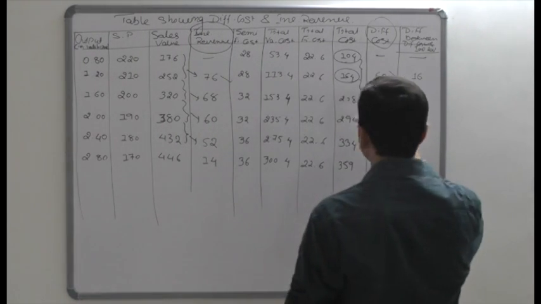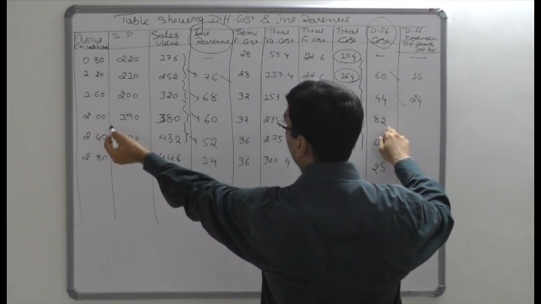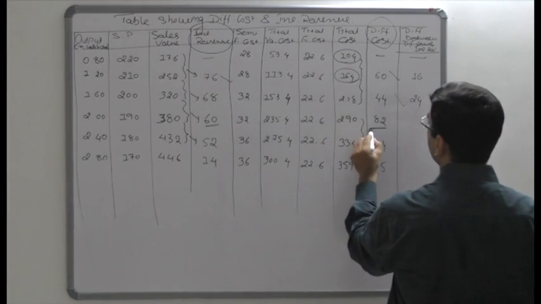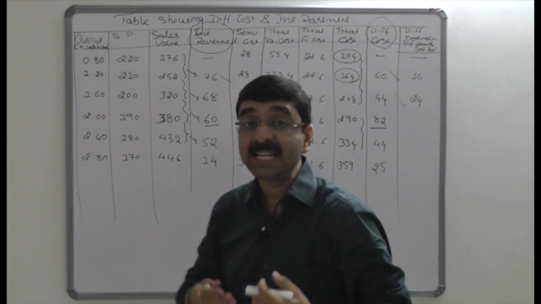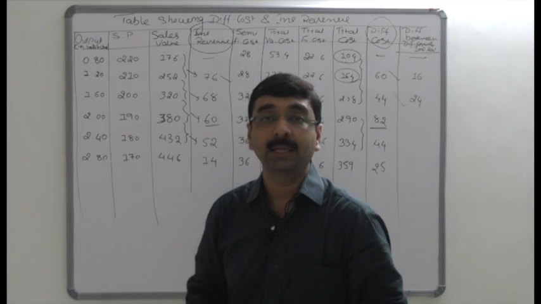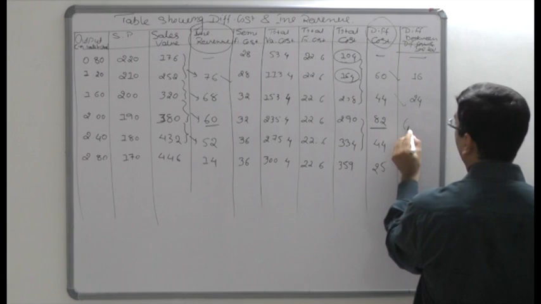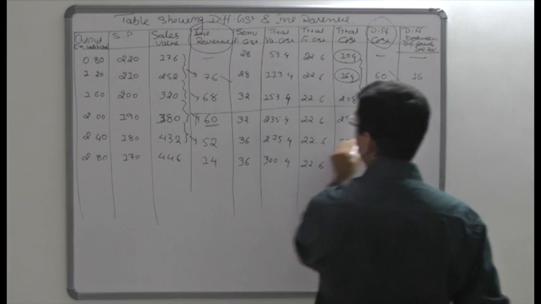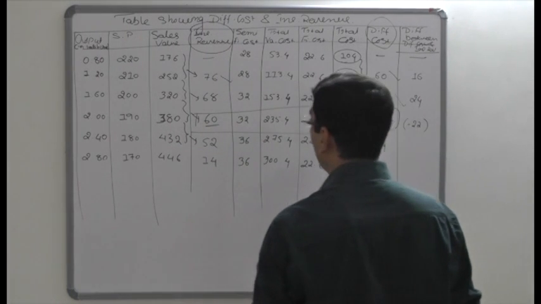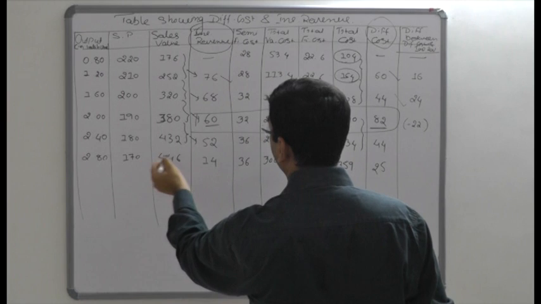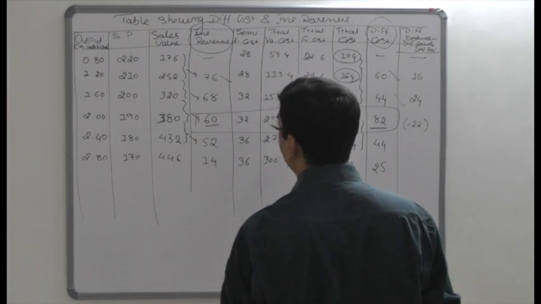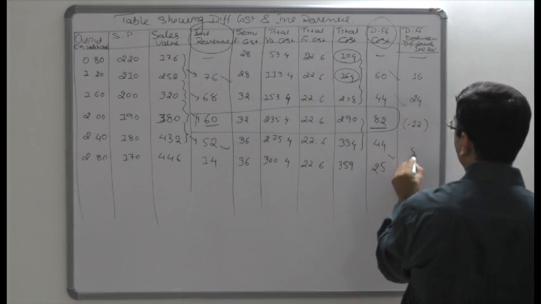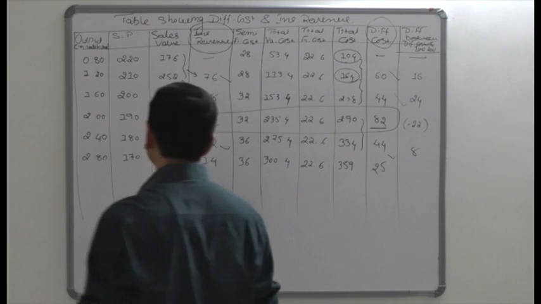Then next is 82. In the case of output 2, the incremental revenue was 60, but the differential cost is 82. That means the cost is increasing more than the incremental revenue, and that's why they would suffer a loss, that is minus 22. The next is the 2.40 level. At that level, incremental revenue was 52 and the differential cost is 44. So the difference between these two is 8.